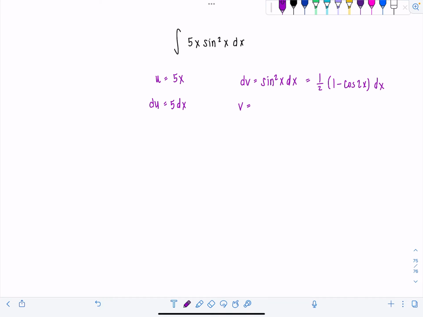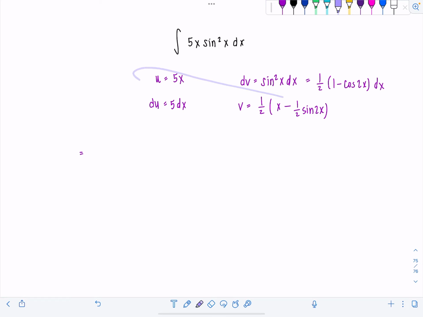So let's antidifferentiate now. v is going to be, just keep the 1/2 there. Antiderivative of 1 will just be x. Antiderivative of a negative cosine 2x would be a negative 1/2 sine 2x. Lovely. So now we're ready to keep it going.